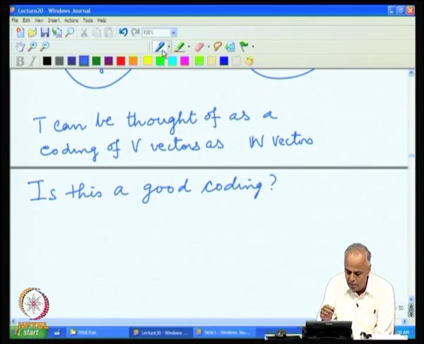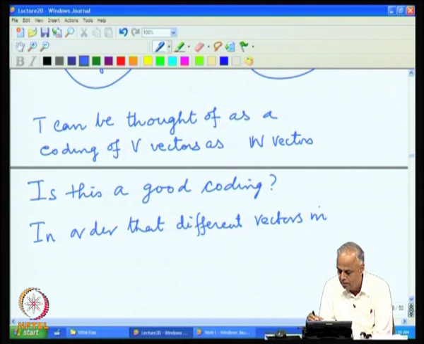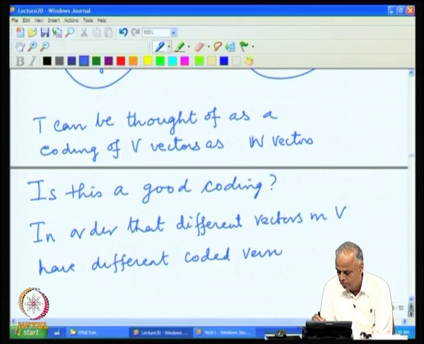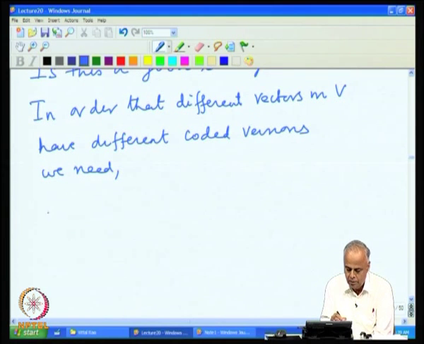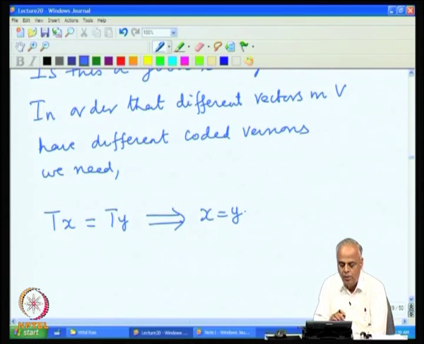So, in order that different vectors in V have different coded versions, we need the code of x, T x, to be equal to the code of y only when x equals y. We would like to have T x equal to T y only when x equal to y.